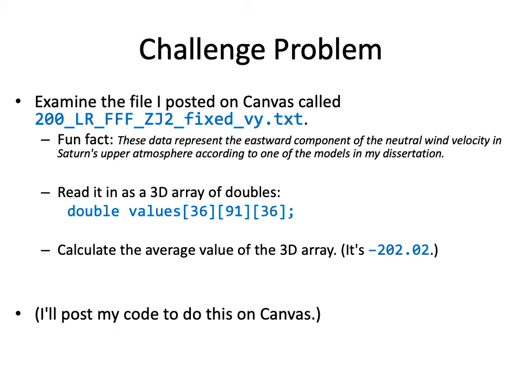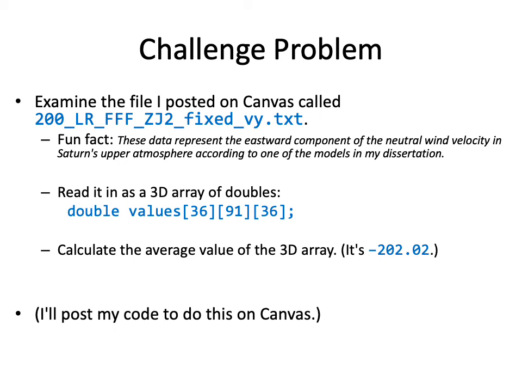Under the hood in Fortran, this was a 3D array, and the dimensions were 36 in the first dimension for height, 91 in the middle dimension for latitude, and then 36 in the east-west longitude dimension. So I challenge you to read in the contents of that text file as a 3D array. You can do that in your main method, or you could write a function. At the end, to see if you have read it incorrectly, try calculating the average value of that whole 3D array, with no special weighting, just all of the values in that whole array. What's the average value of all of them?